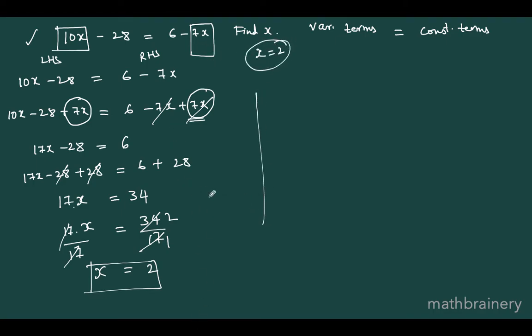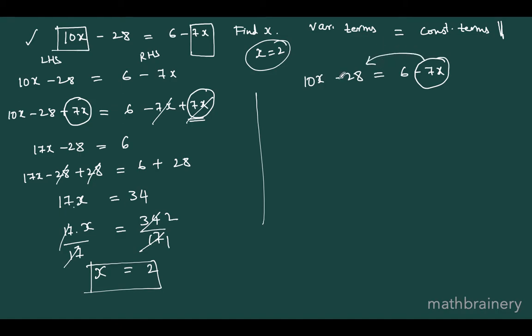This method is called the method of inverse operations. Now there is a second method which is called the method of transposition. That is, we will be transposing some variable terms or the constant terms to achieve the same result. That is, we want only variable terms on one side and constant terms on the other side. You have 10x minus 28 is equal to 6 minus 7x. Now we want to bring variable terms to one side. What is the variable term here on the right hand side? It is minus 7x. So let me just transpose this term on the right hand side to the left hand side.